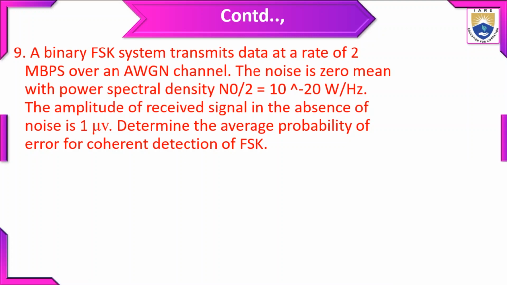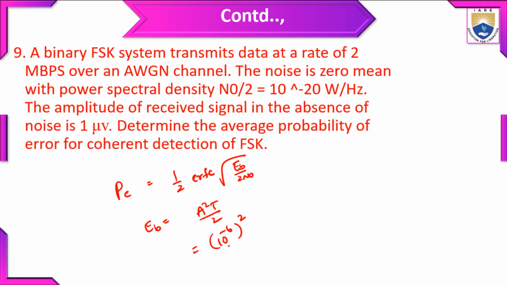We know that the probability of error P_e is equal to 1 by 2 erfc of square root of E_b by 2 N0, and E_b equal to A square T by 2. So we can substitute the A value, amplitude is 1 microvolt. So (10 power minus 6) whole square by 2 into T. T is the time.